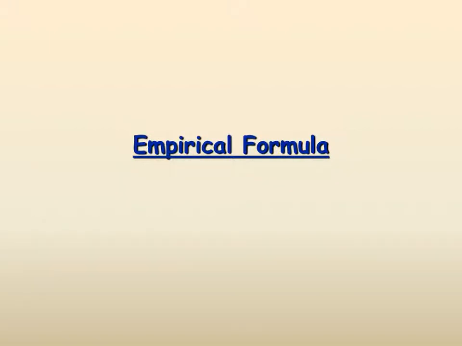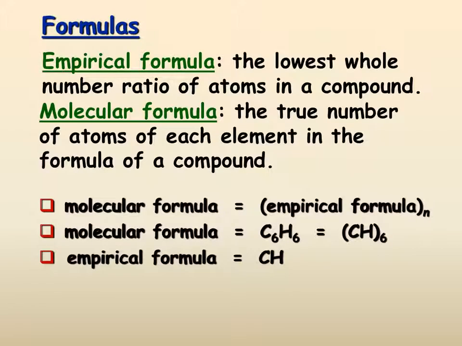Okay, so one thing that percent composition is useful for is finding what is called the empirical formula. So let's do some definitions. The formulas that we write for compounds come in two different varieties. There's the empirical formula, which will always be the lowest whole number ratio, okay? Meaning it's in the simplest form. Like instead of C2H2, it's CH.